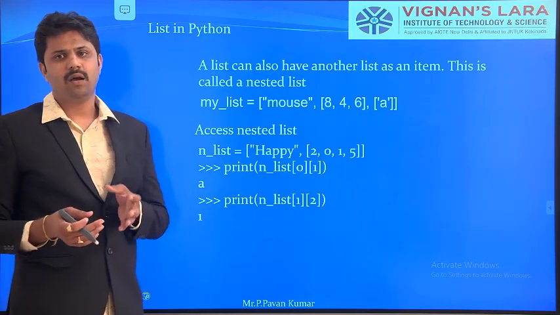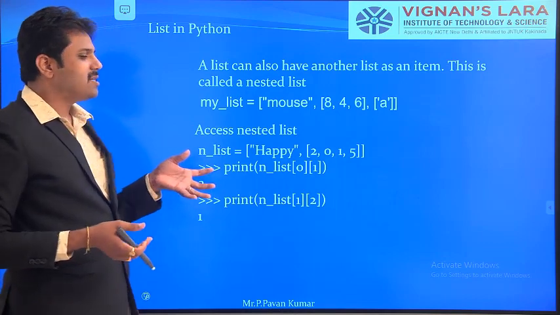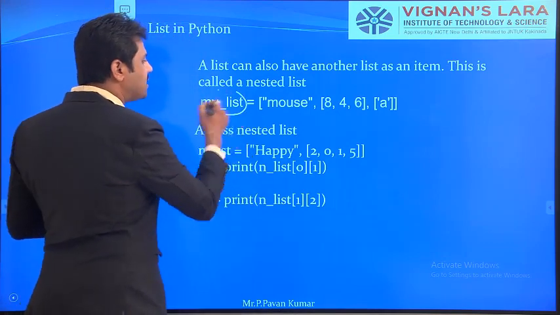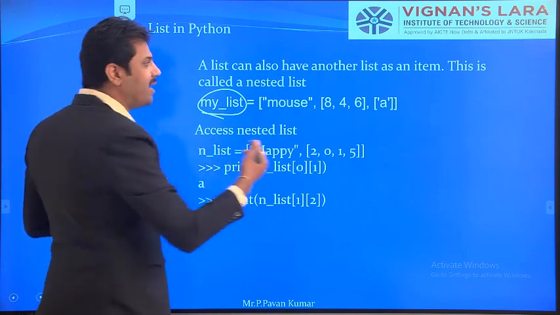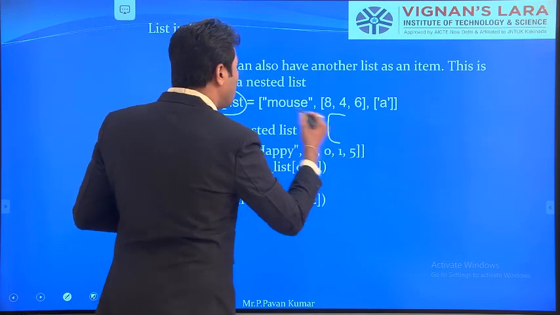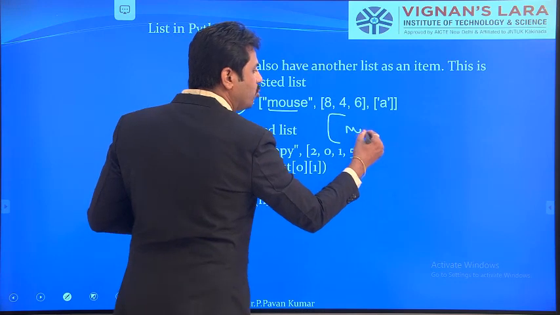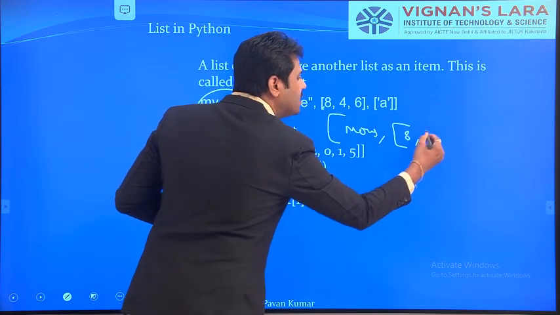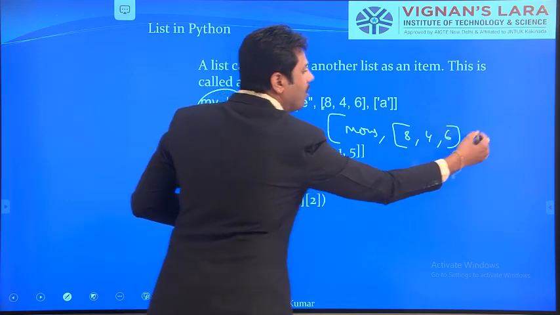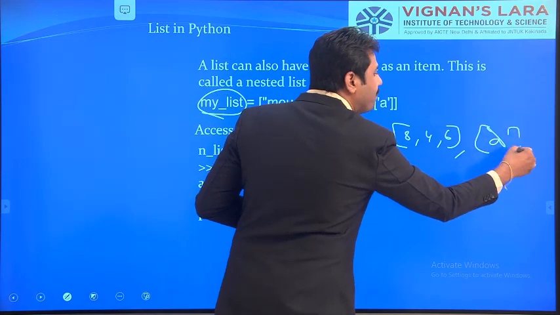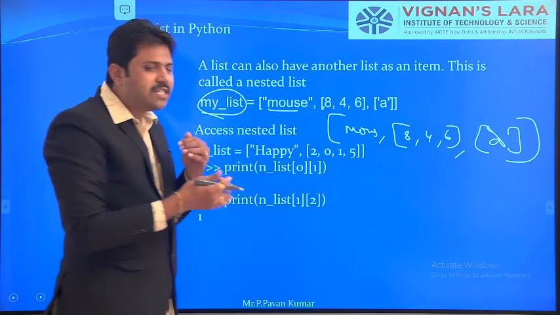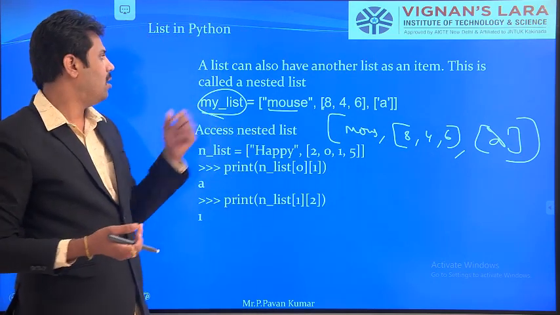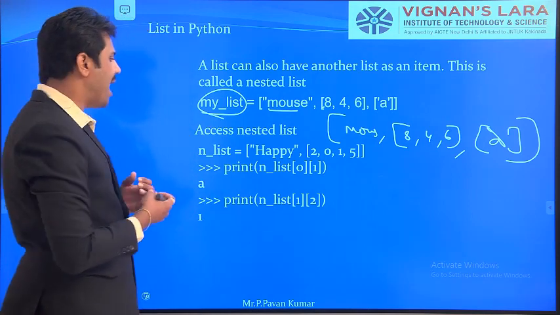Next, nested list. A nested list means a list contains another list. For example, let us observe my list. This list already contains one more list. That means mouse is the first value, and next I have one more list, that means 8, 4, 6. Next I have one more list, A. Like this, if a list contains one more list, it is also a nested list.